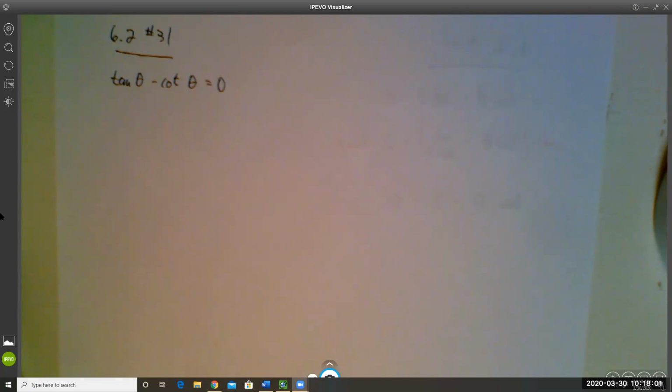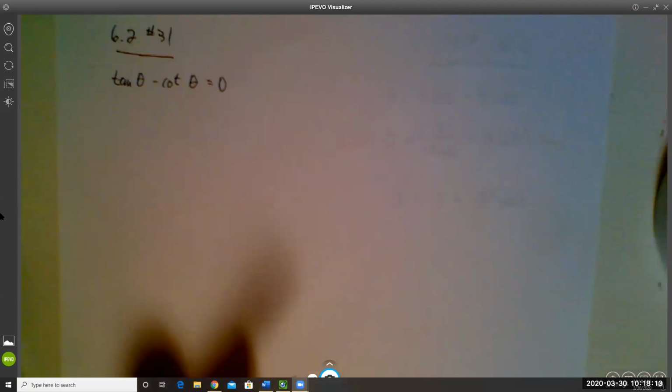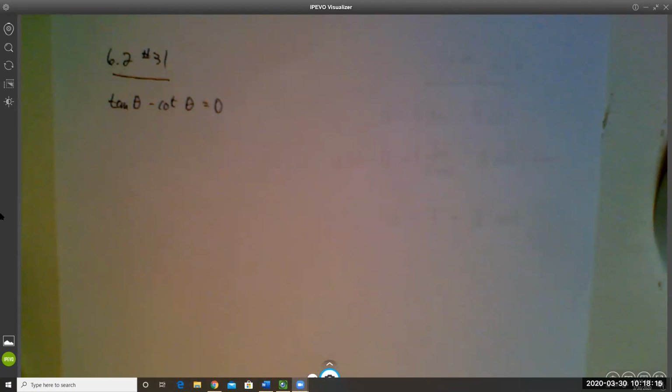All right. So 6.2, number 31, here we go. Tangent, I've got a little tiny bug on my page. Anyway, so tangent theta minus cotangent theta.